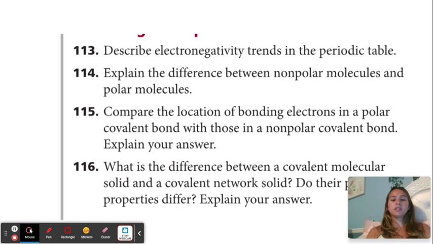And then as for the differences between a covalent molecular solid and a covalent network solid, a covalent molecular solid is made up of individual molecules held together by weak intermolecular forces. So these solids are going to tend to have lower melting and boiling points because the intermolecular forces are relatively weak. On the other hand, a covalent network solid is going to be a giant structure where each atom is covalently bonded to its neighboring atoms. So these solids are going to have high melting and boiling points because the covalent bonds are strong and require a lot of energy to break. And as for whether their physical properties are different, they will be differing.